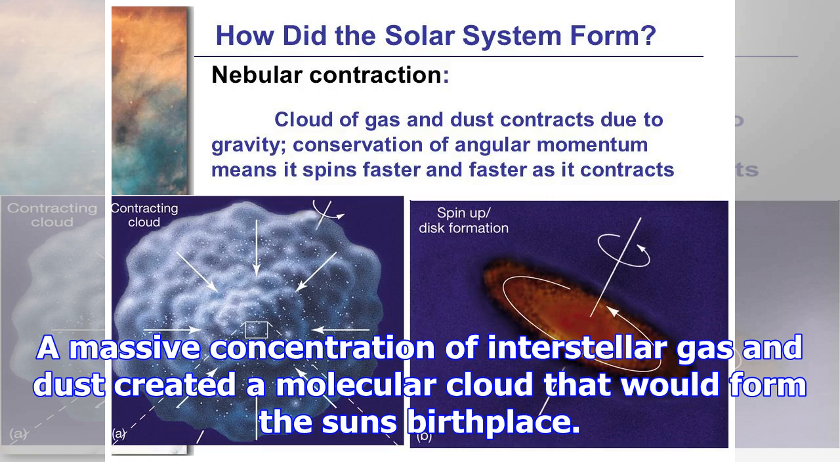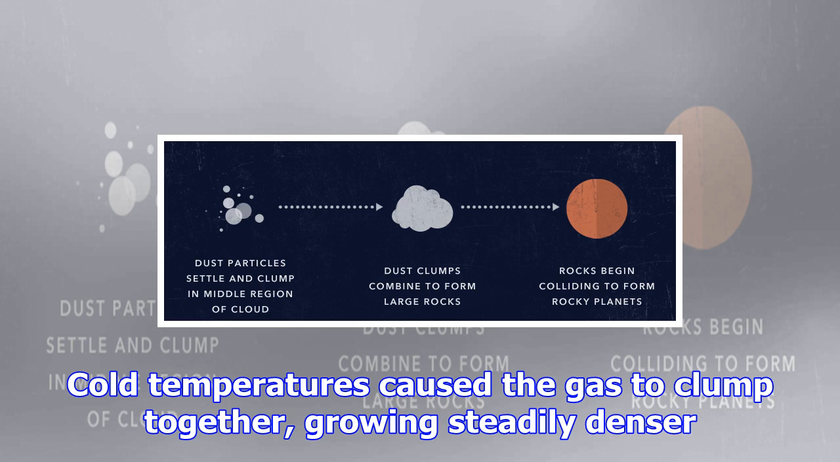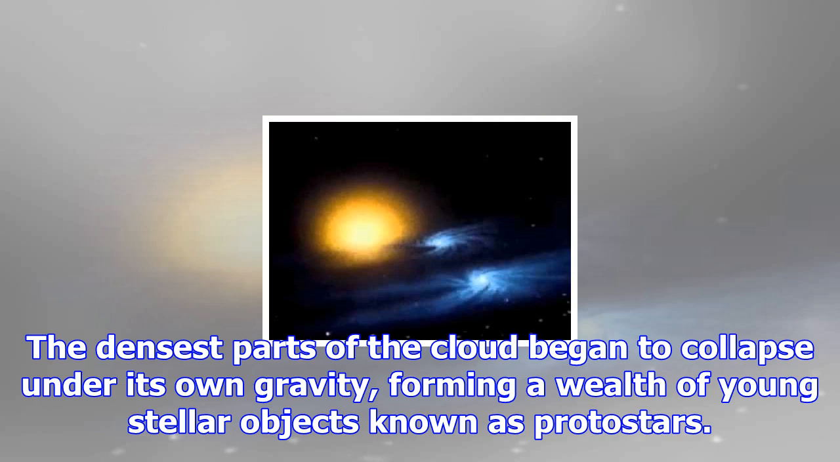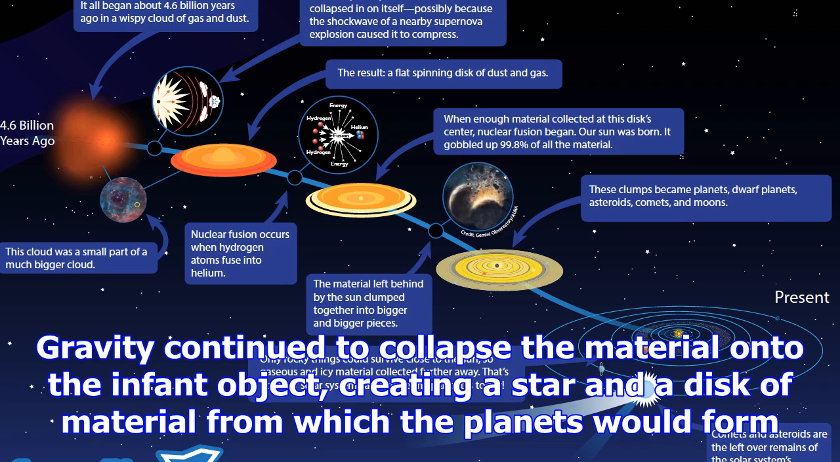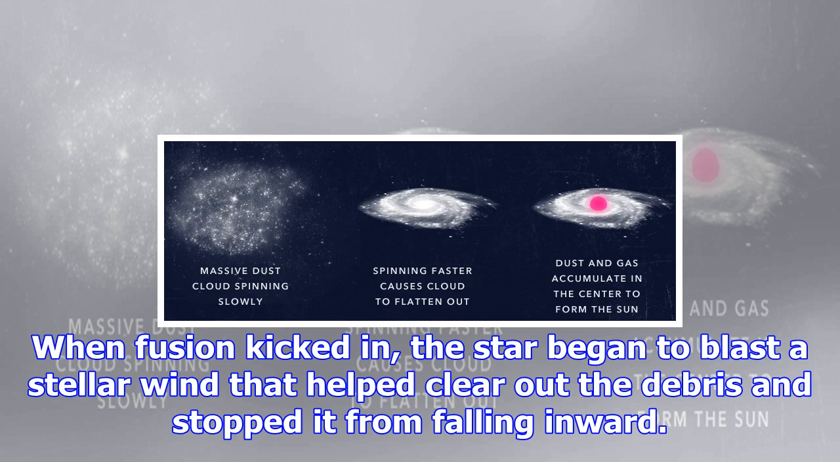A massive concentration of interstellar gas and dust created a molecular cloud that would form the sun's birthplace. Cold temperatures caused the gas to clump together, growing steadily denser. The densest parts of the cloud began to collapse under its own gravity, forming a wealth of young stellar objects known as protostars. Gravity continued to collapse the material onto the infant object, creating a star and a disk of material from which the planets would form.